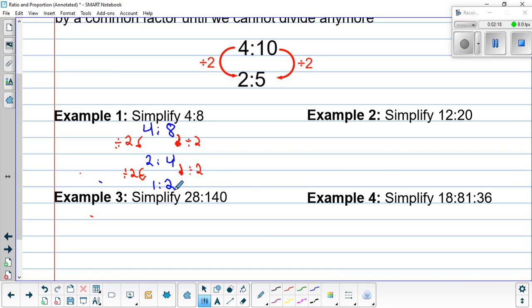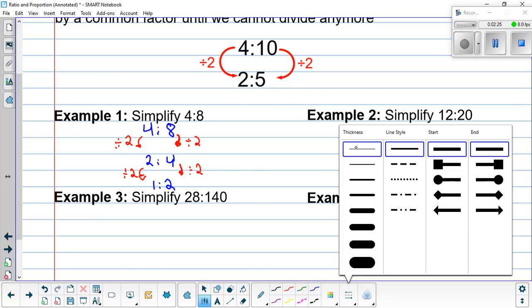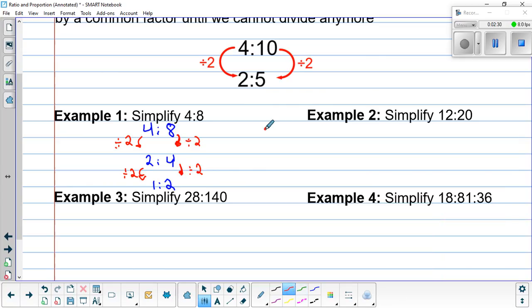Now example 2 on the right hand side, we want to simplify 12 to 20. Here I'm going to look at what can go into 12 and 20. If you know that that's in your 4 times table, that's the best. This is where times tables really come in handy when you're dividing, so you can divide by something bigger. Here we're going to divide by 4 and divide by 4. If you divide by 4 and divide by 4, we're going to get 3 to 5.